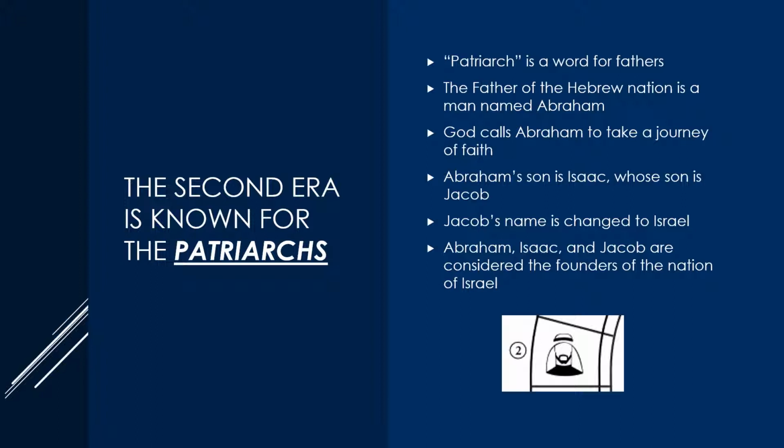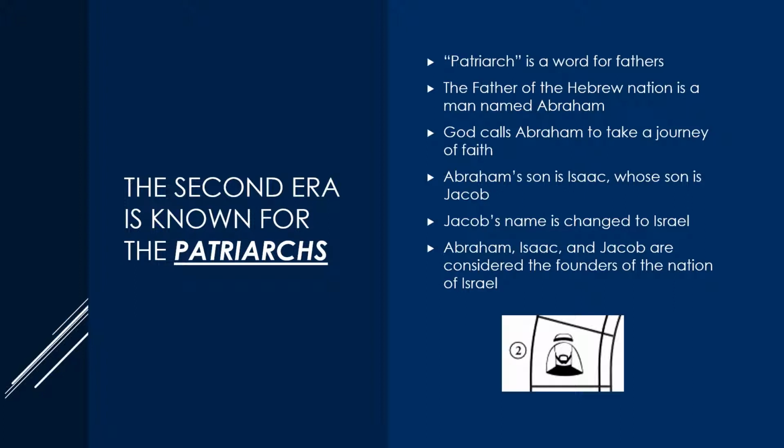Now, patriarch is a word for fathers. And this story begins with a man who's known as the father of the Hebrew nation. His name is Abraham. God calls Abraham to take a journey of faith, to leave his home, to leave his family, and to go to a place that God will show him. And God promises Abraham that God is going to do a great work in his life. He's going to make Abraham into a great nation, and that through Abraham and his descendants, all the nations of the world will be blessed.